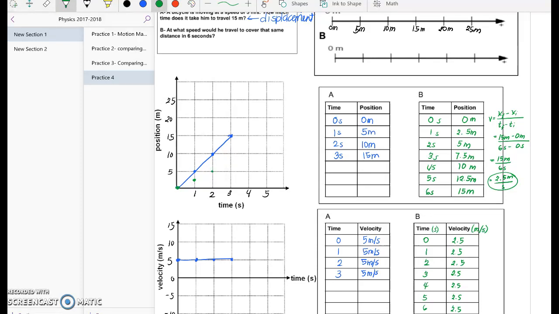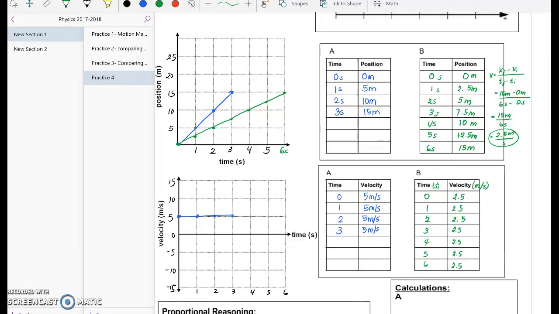At 2 seconds, he was at 5. At 3 seconds, he was at 7.5. At 4 seconds, he was at 10. And at 5, he was at 12.5. And then 6, he was at 15. So that's how I would fill out the position time graph. And then the velocity time graph, since he was going at 2.5 meters per second all the way through, I would just draw my straight constant velocity line through there.